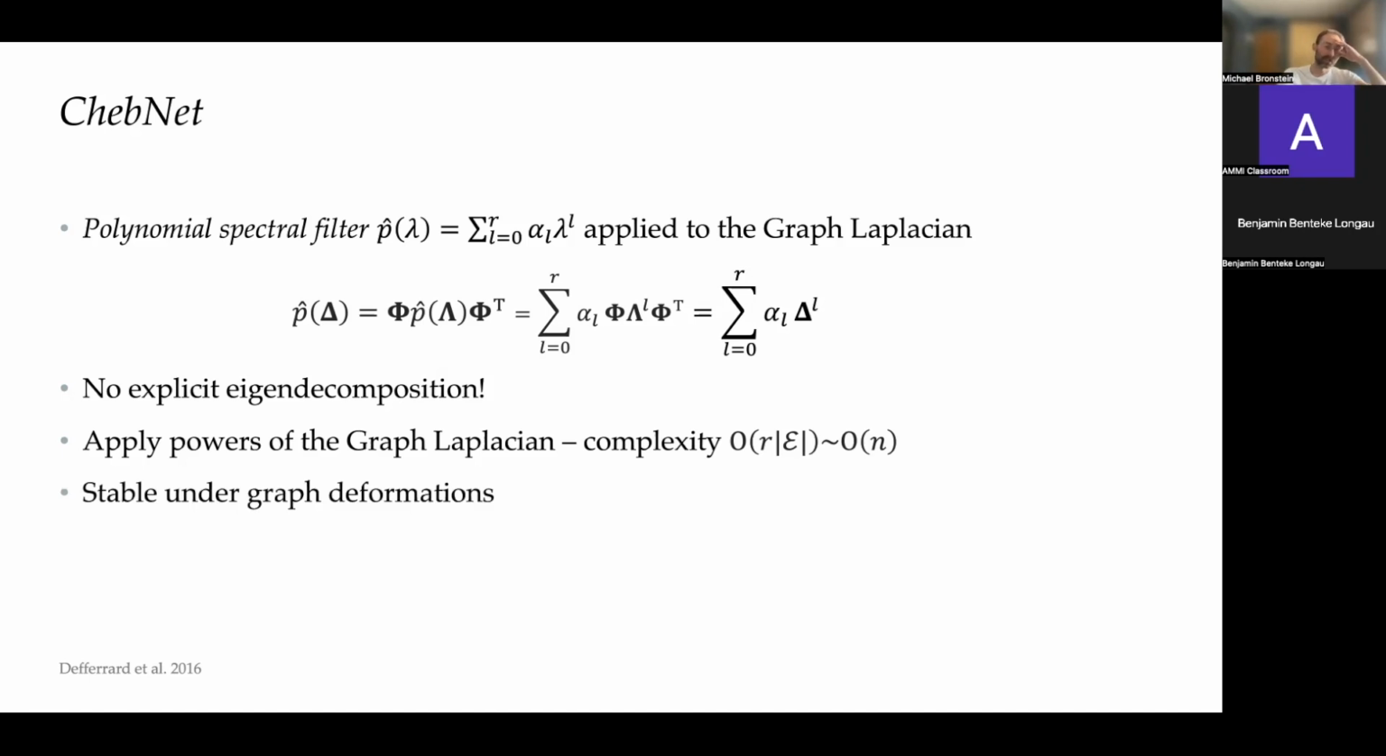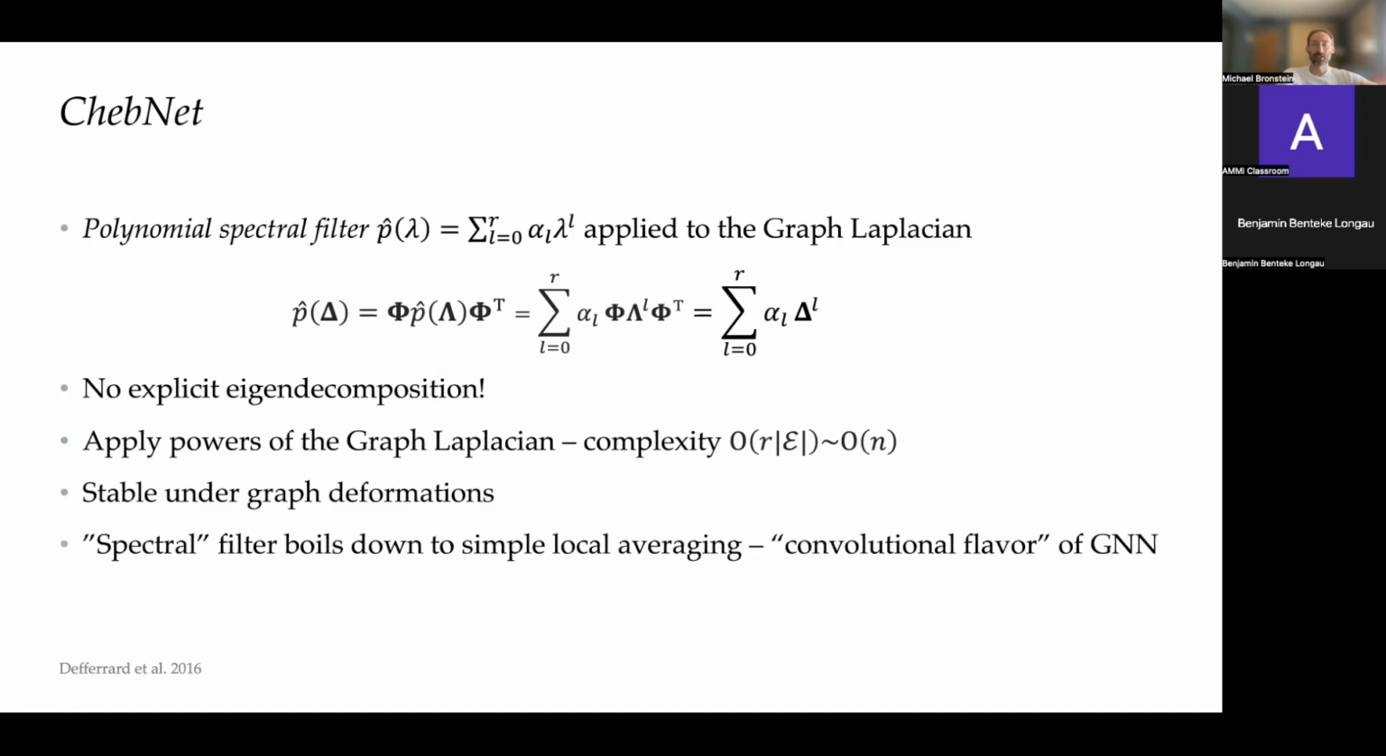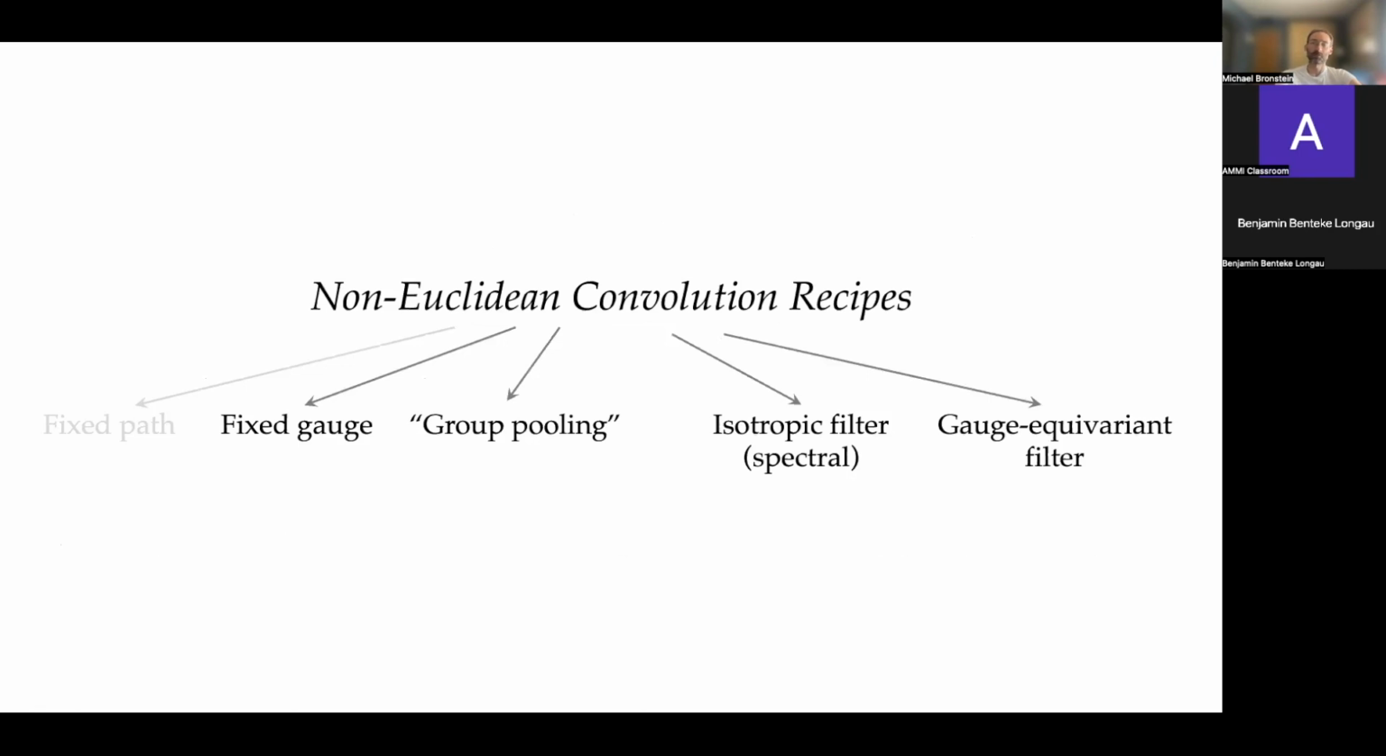Again, I mentioned these results, you can look them up. We can show that if the mesh is deformed a little bit, then the result will be stable. And basically, you can see that even though we started as a spectral filter that operates on the eigenvalues of the Laplacian, it boils down to simple local averaging, right? The Laplacian, as we've seen, just averages your neighbors. So you apply this averaging several times to the neighbors of the neighbors. So basically, what you get here is the convolutional flavor of a graph neural network. Okay. So that's how we close the loop.